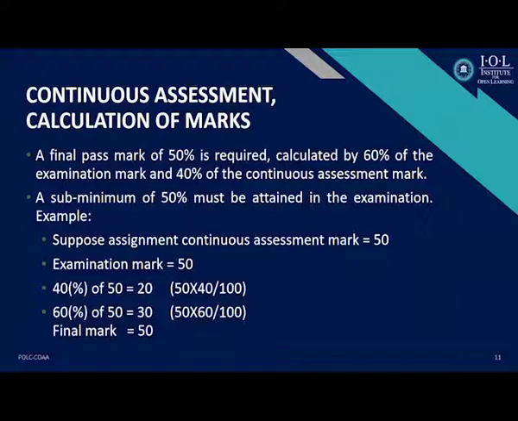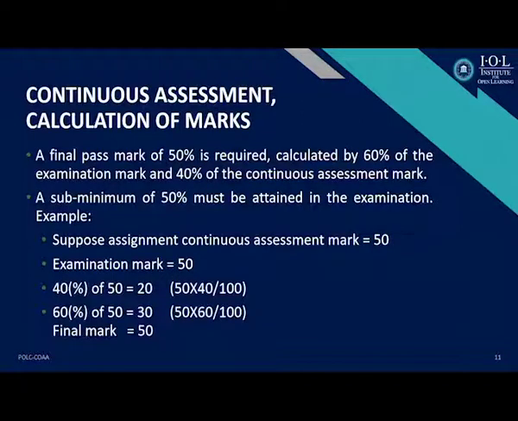Suppose your assignment continuous assessment mark is 50. Now your examination mark is 50. So the continuous assessment will be calculated as 50% of the 50 you obtain in your assignment, and at the end of the day it will only give you 20. That's why we said get enough material, make sure that you obtain a higher mark, then your continuous assessment mark will be higher. But in this case, if you obtain 50, that gives you 20, because it will be 50 times 40 divided by 100, that gives you 20.